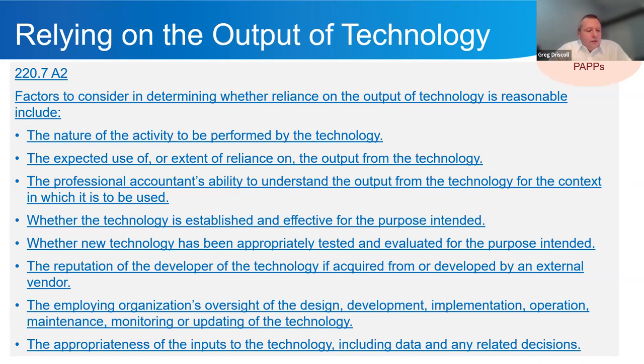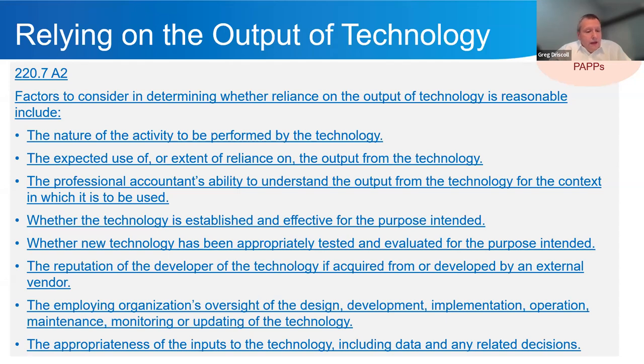And there are analogous factors to consider when relying on the work of that artificial other or artificial expert. And you can see the factors provided in the proposal to consider in determining whether reliance on the output of technology is reasonable. And that's the aim here: to determine whether that reliance is reasonable. And you can see the list of factors here.